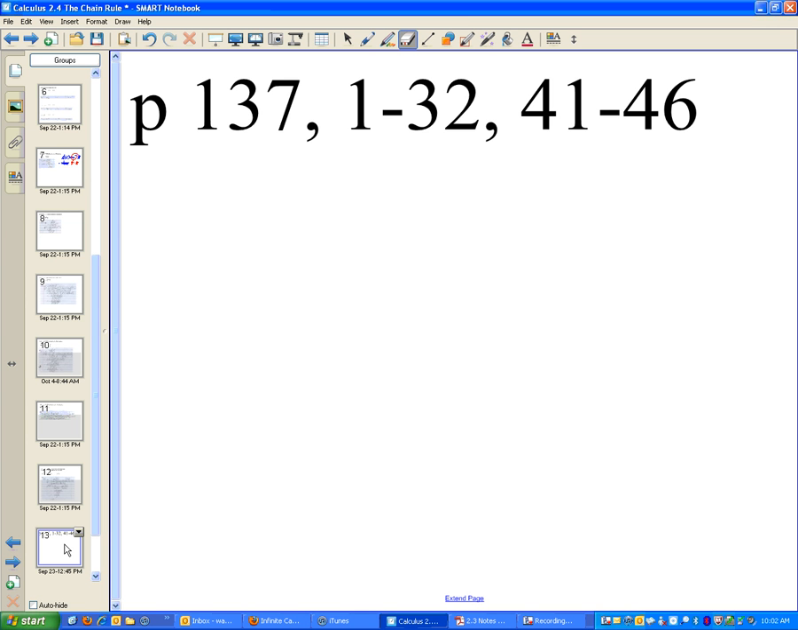Page 137, 1 through 32, 41 through 46. We did not get as many examples done as I wanted. Most of these you have an example of that's similar. Some you don't. Get as many of these done as you can get done.